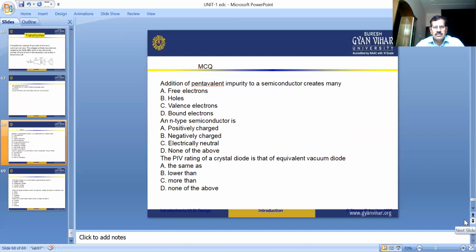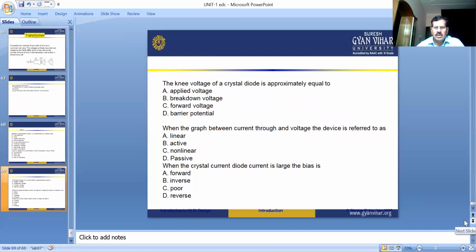There are some multiple-choice questions which cover these topics, and these are very important questions to understand the concept of this topic. Please solve these questions. This is most beneficial for you.